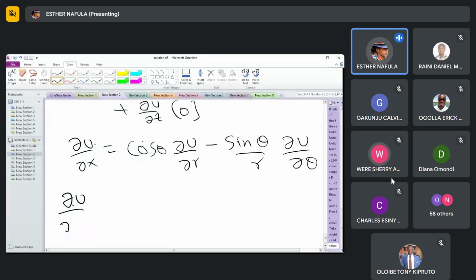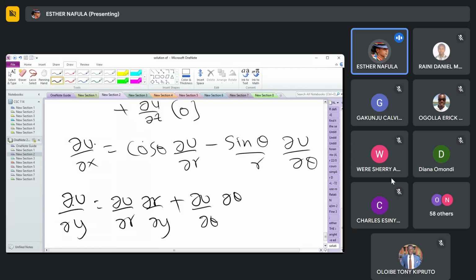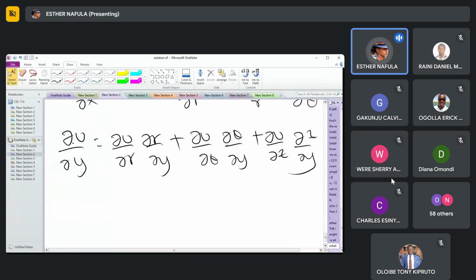Partial u, partial y is partial u, partial r, partial r, partial y, plus partial u, partial theta, partial theta, partial y, plus partial u, partial z, partial z, partial y. We need partial r, partial y, partial theta, partial y, as well as partial z, partial y. So we start with partial r, partial y.